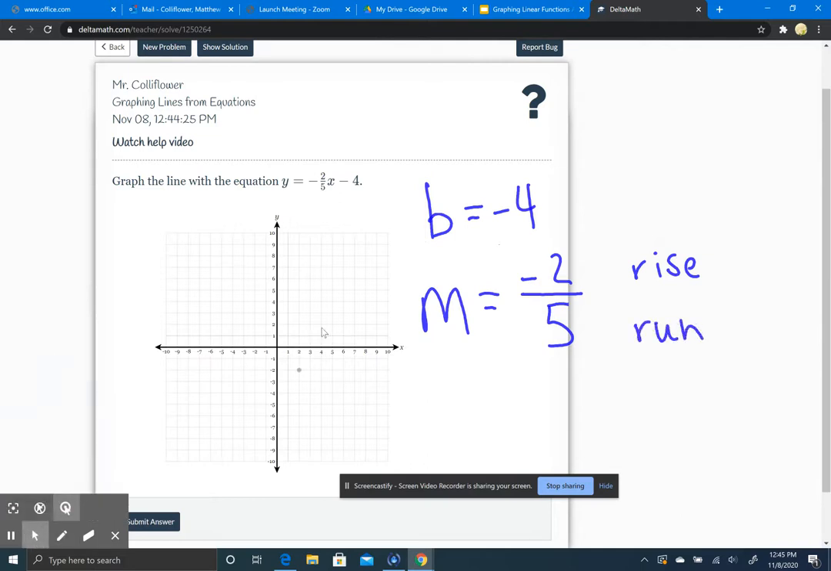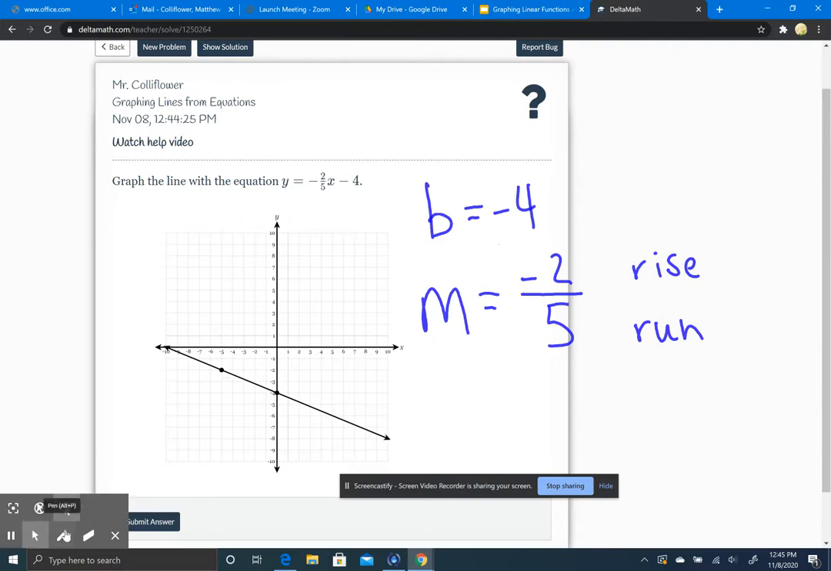So step 1 is to graph the y-intercept, which is at negative 4. And now I'm going to count my rise and then count my run. So I'm going to go up 2 because my rise is 2. And I'm going to go to the left 5. 1, 2, 3, 4, 5. And I'm going to the left because I want my line to have negative slope.